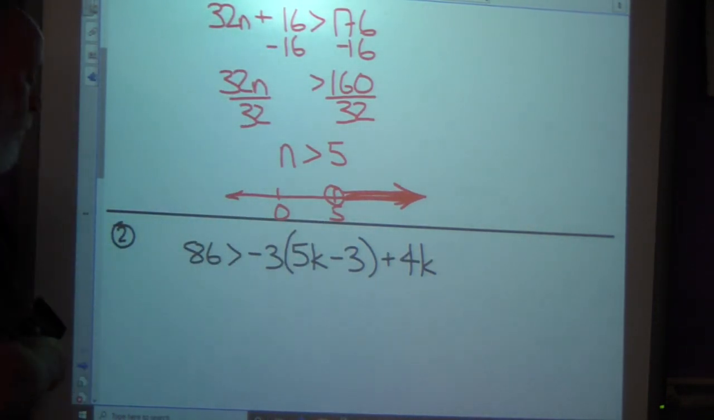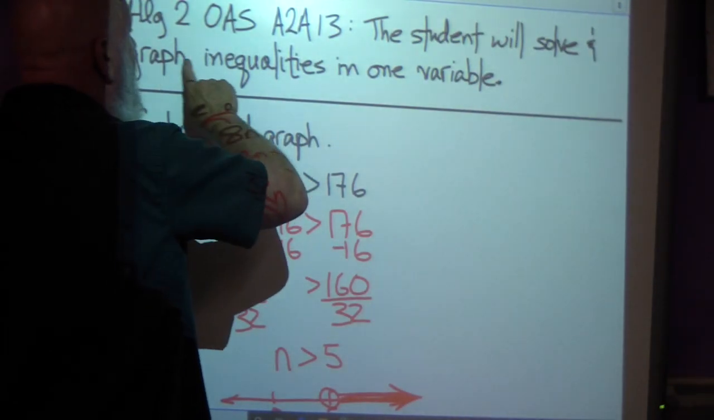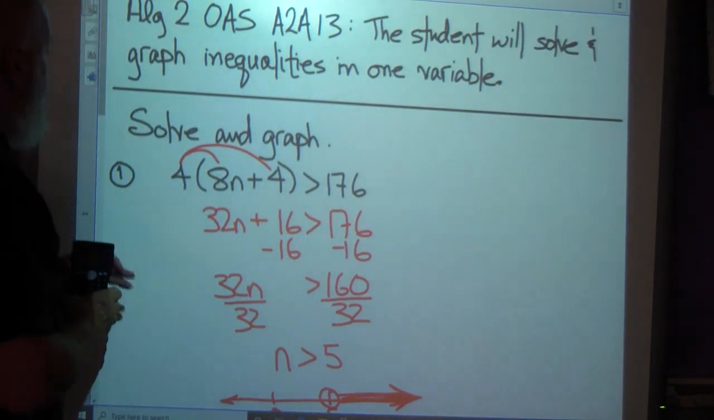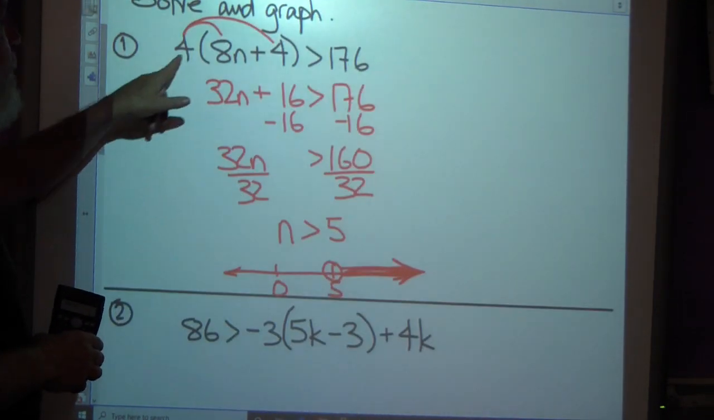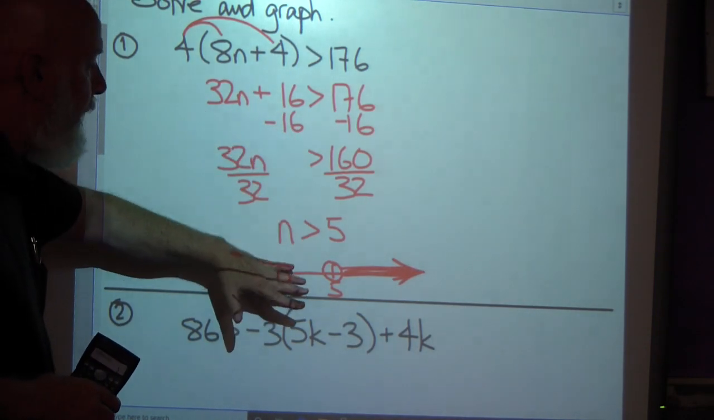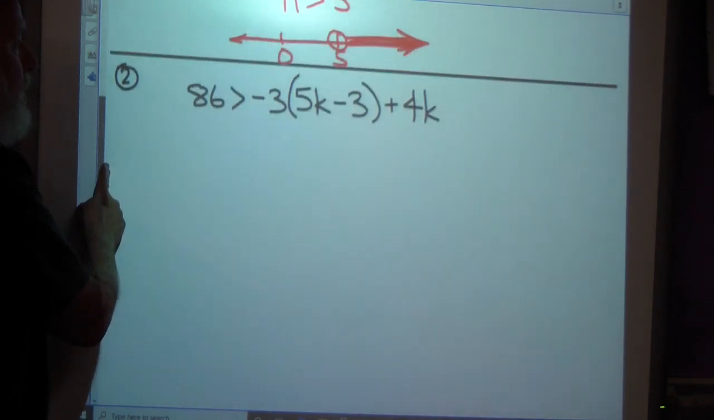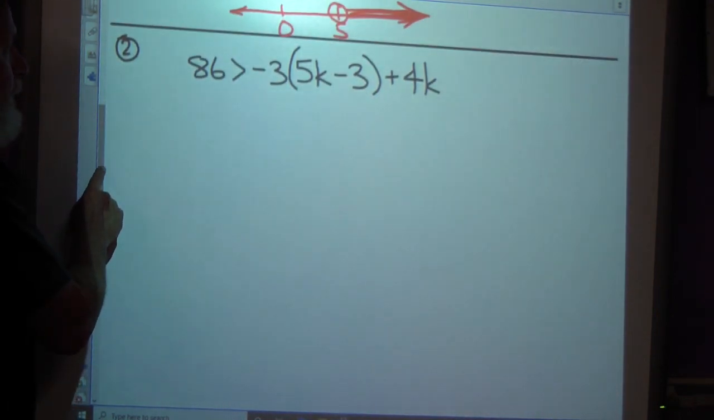That's solving an inequality in one variable. We solve and graph the inequality in one variable. So we saw that we could open some parentheses, so we did. And then we solved it just like it was an equation. Alrighty. On this next one, we're asked to do the same thing. It's the same instructions, solve and graph.